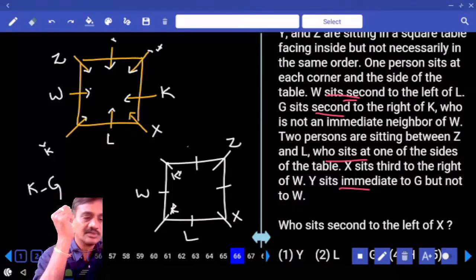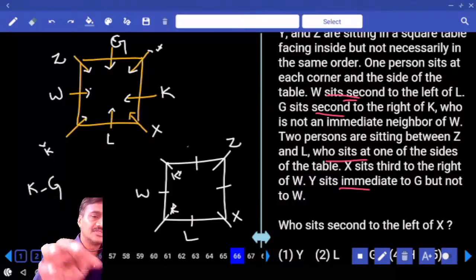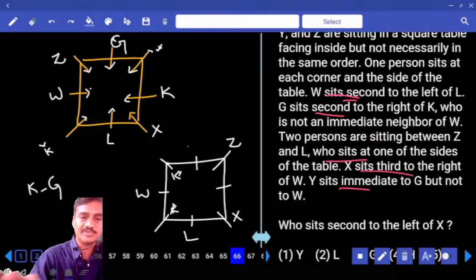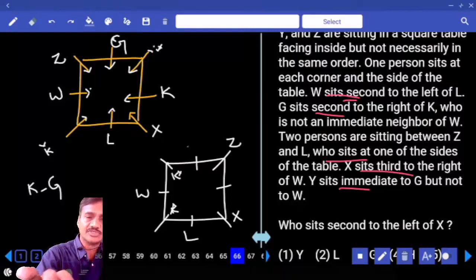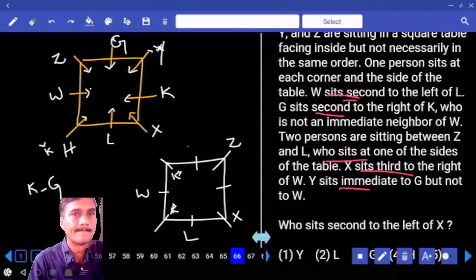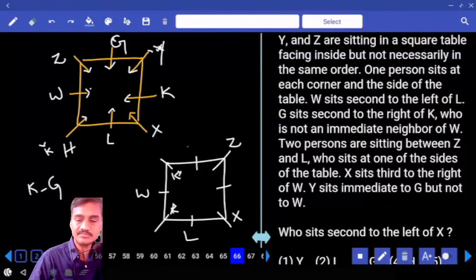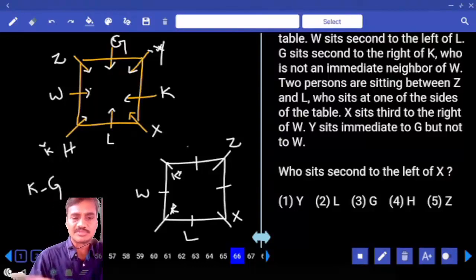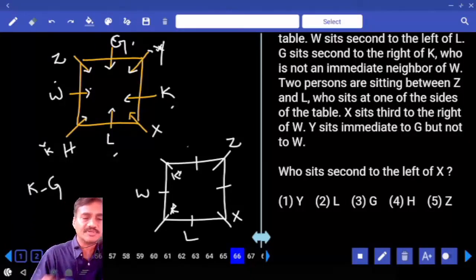Now if K is here, then G sits second to the right of K, so G is here. If G is here, Y sits immediate to G, so Y is here. Now if Y is here, H is the person left. Clear? L sits at one of the sides of the table. Side is any side, it works out either way. Done.